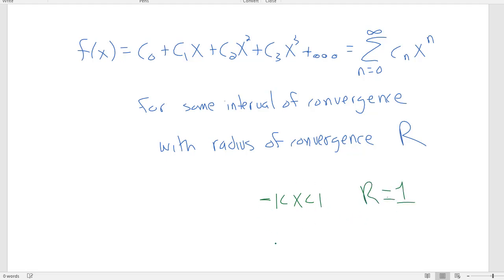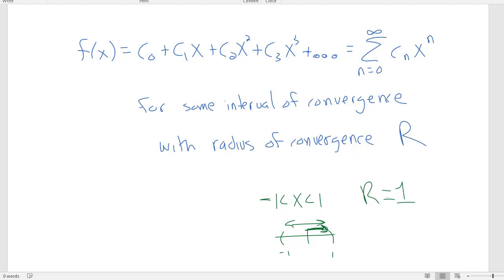The way I like to think about this is I'm on a number line, going from minus 1 to 1. The diameter is 2. So the radius is the distance from the center to the endpoint. So there's a radius of 1. Whatever that radius is, we have a function that has a power series and it converges somewhere. Whatever that interval is, its radius of convergence is R.